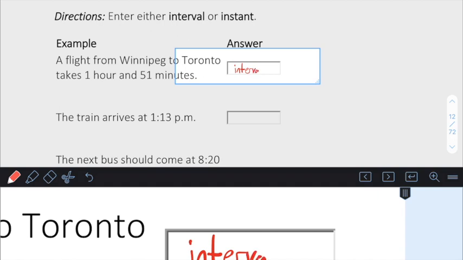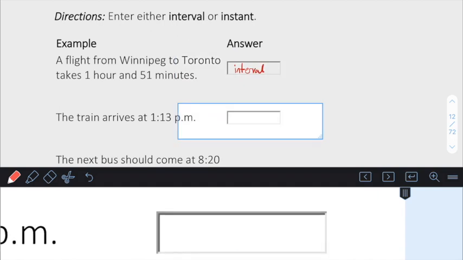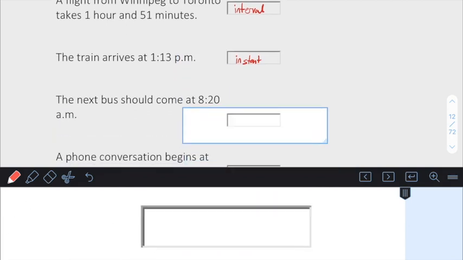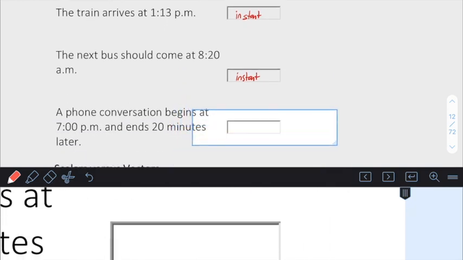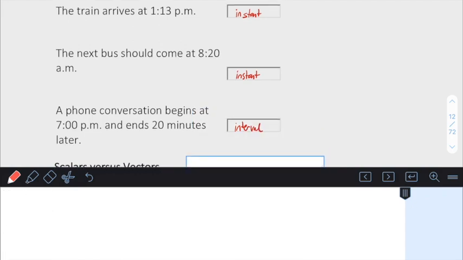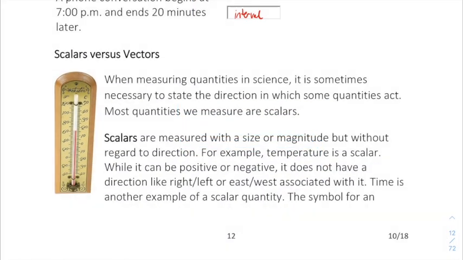Interval. A train arrives at 1:13. That would be the instant that it arrives. You don't get any information about the duration. The next bus should be at 8:20. That's another instant. A phone conversation begins at 7 p.m. and ends 20 minutes later. So we can infer the interval here. And that's the last one.